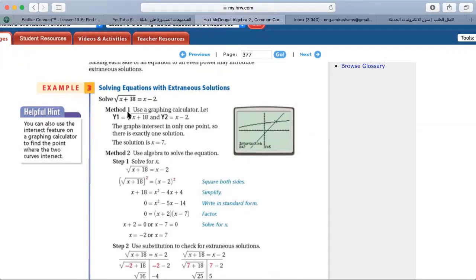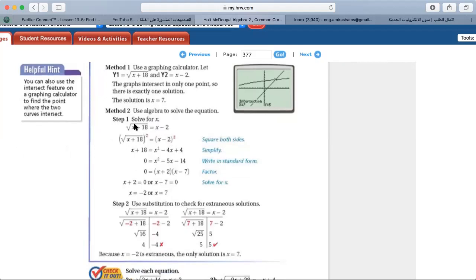The first method is to use a graphing calculator. We're going to use a graphing calculator to get the answer. And method 2, we're going to solve it algebraically. Solve for x.